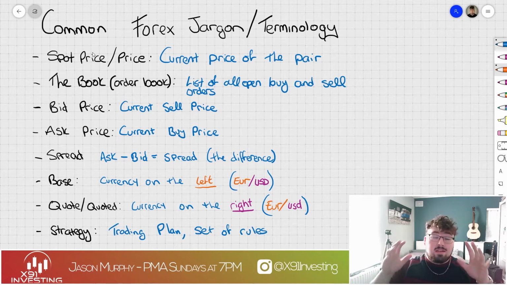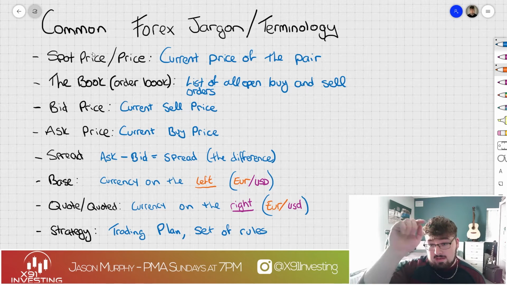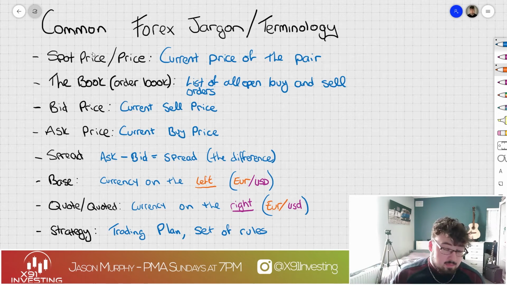Spot price is basically the current price of the pair. In simple terms, we look at a chart, say we're looking at Euro USD, and the price is 1.1962. That is the spot price. Plain and simple. What we see on a chart is the price.